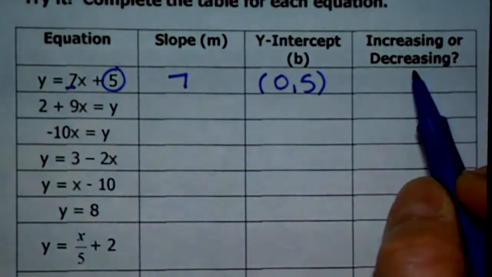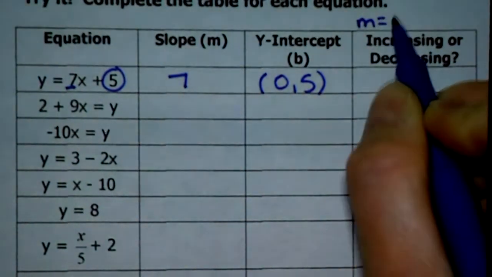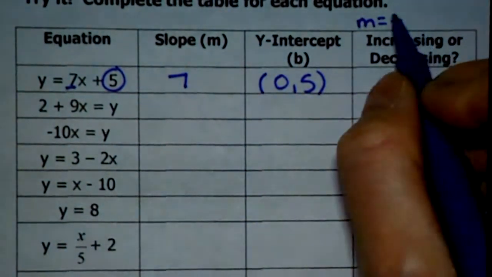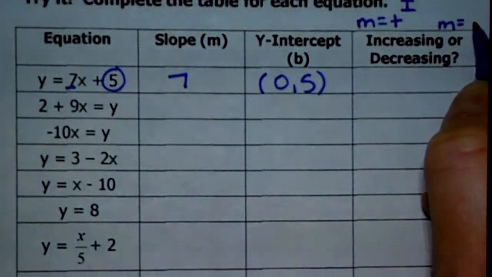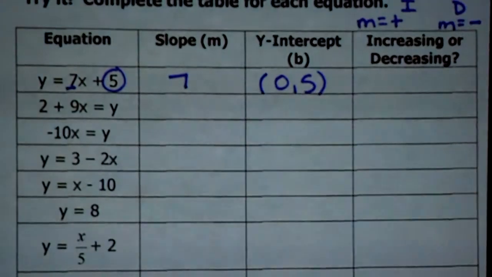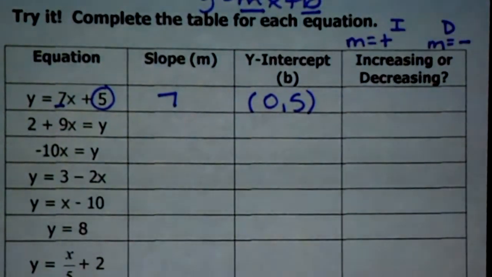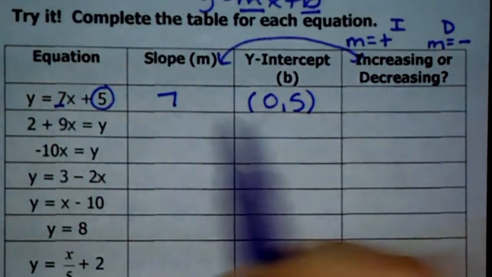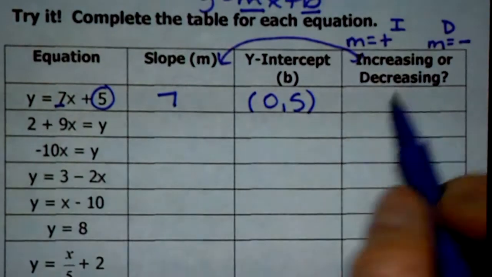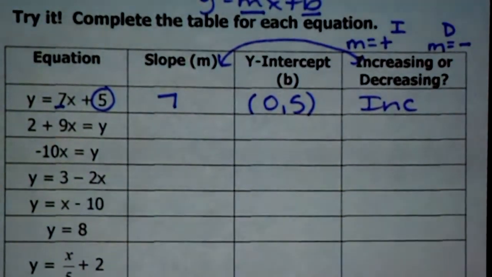Okay, now, is this increasing or decreasing? If your slope is positive, then it's increasing. If your slope is negative, then it's decreasing. So increasing and decreasing is completely based on what your slope is. So look at your slope to figure this one out. See how it's a positive 7? That means this is increasing. I will let you just write that, because I didn't give you enough space to fill it all in there. There just wasn't enough room.